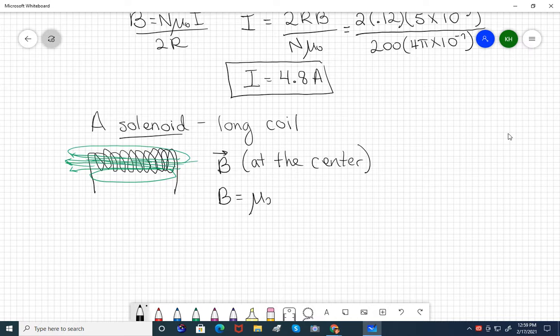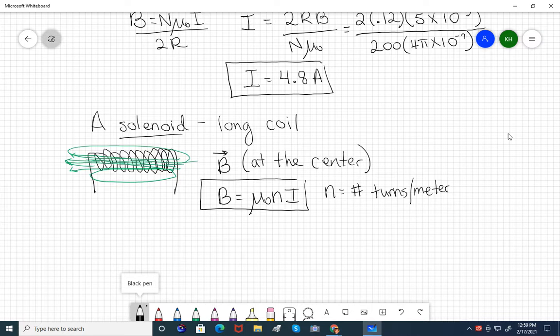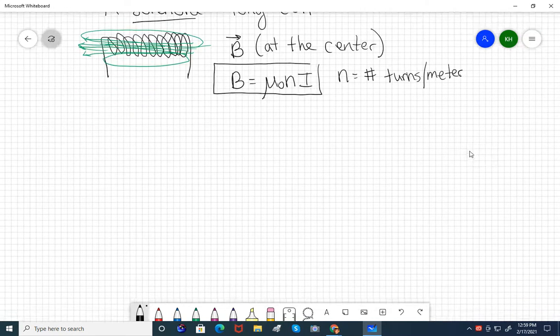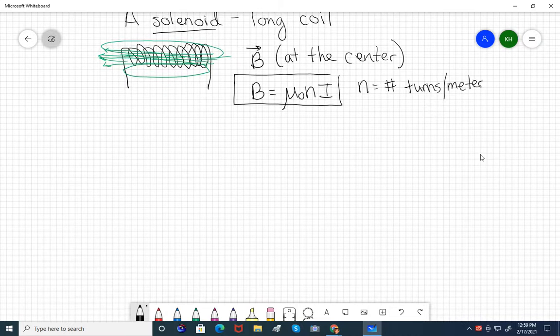So, what's the magnetic field at the center of a solenoid? It's mu naught lowercase n times the current. Pretty simple formula. n is equal to the number of turns per meter. We'll probably work one of those when we go over this in class together.